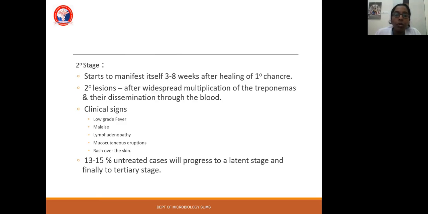There will be low-grade fever, malaise, lymphadenopathy, mucocutaneous eruptions, then rashes. They are seen all over the skin, that is, maculopapular rashes will be seen. So 13 to 15% of those who are not getting treated will enter into the other stages of syphilis, that is the latent stage and the tertiary stage.